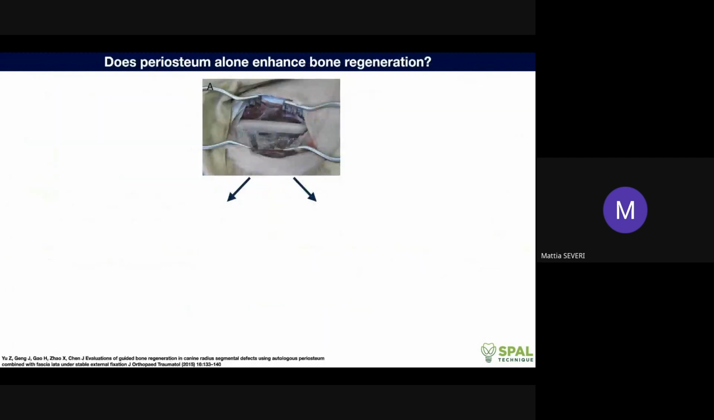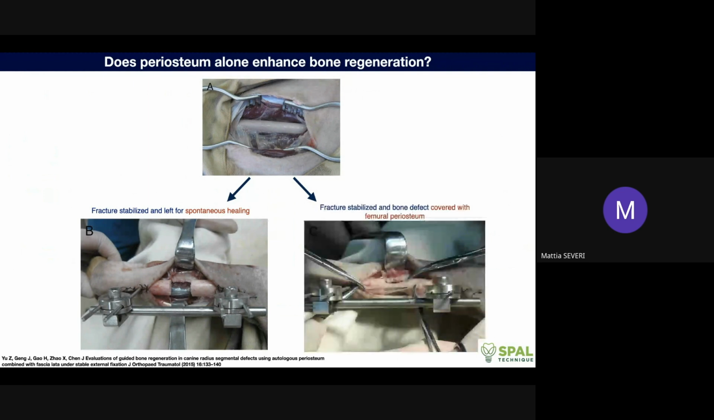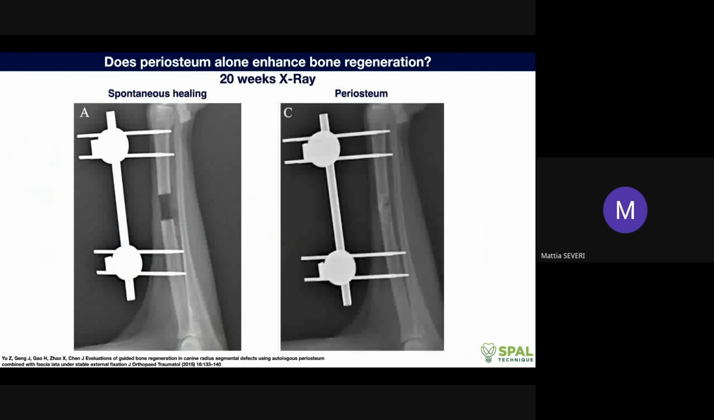And if you look at this study, where the femur of the dog was separated and the fracture was stabilized, they constructed a model where one group of dogs underwent spontaneous healing, having the two sections of the fibula completely separated. In the other group, the missing fragment was completely covered with periosteum. Let's see what happened. In the spontaneous healing group, no bone formation was observed 20 weeks after the stabilization of the fracture. Whereas, look at this X-ray. Where the fracture was covered by the femoral periosteum, we can observe an almost complete filling of the missing part of the fibula.